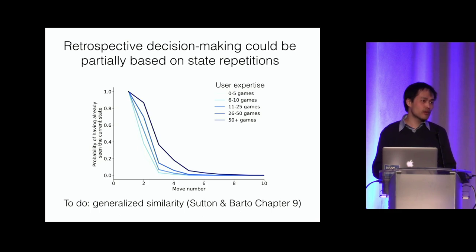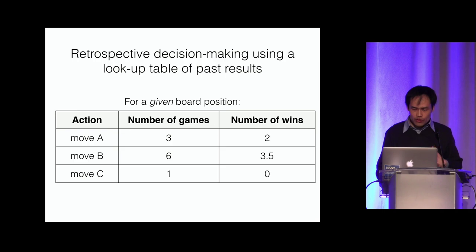And most likely, you have to look at generalized measures of similarity, where people would argue, oh, I've seen a similar position in the past, and I can draw from that generalized experience. But defining similarity, especially in a principled way, is a well-known challenge, and it's a hard challenge. So what you could do if you were to use a retrospective mechanism is use a lookup table for past results. So you're in a given position, you're considering move A, move B, move C, and you remember more or less how many games you've played and how many wins you've gotten. There are halves because you can have a draw, so that would be a half.